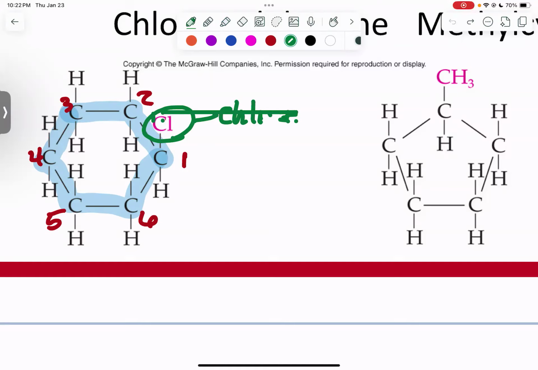Whoa, that was weird. I think I need to get a new tip on this pen.